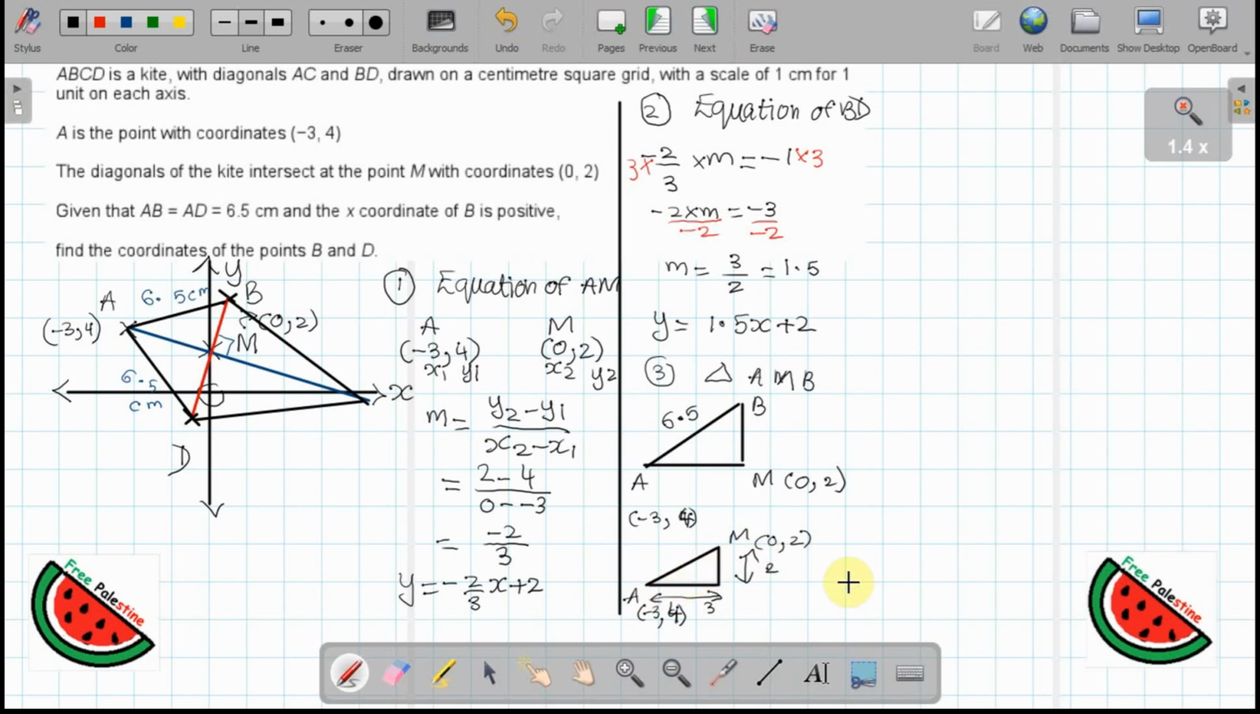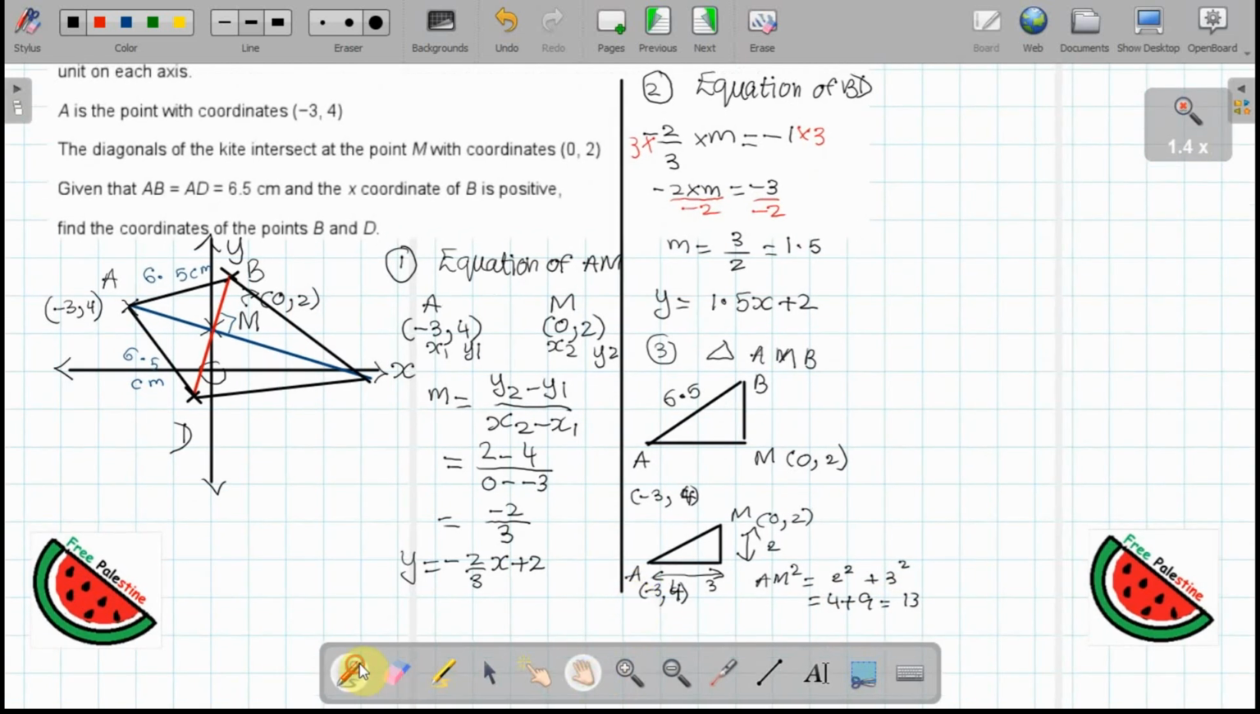So to find the length of AM, I can say AM squared is equal to 2 squared plus 3 squared, which is 4 plus 9, which is 13. So AM will be square root of 13. So here I can write AM as root 13.